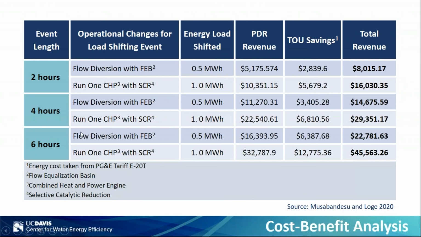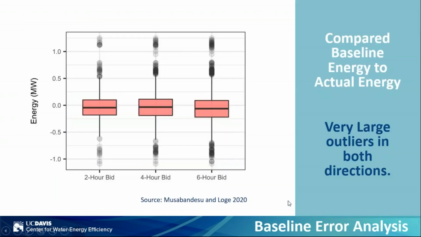These two activities are independent of one another, so you could actually combine them for a total revenue potential of around $68,000. As part of this analysis, we also compared the baseline energy to the actual energy.